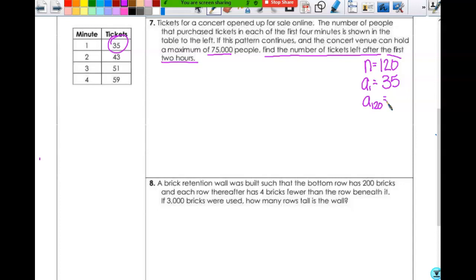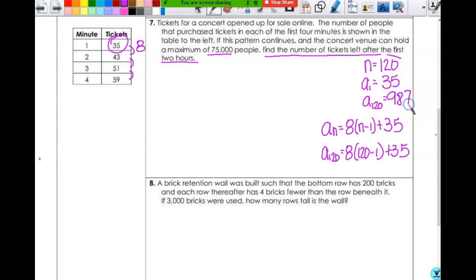I need the 120th term, so I have to use my little sequence again. And I know it's an arithmetic sequence because of the common difference. So that means I can do a sub n is equal to 8 times n minus 1 plus 35. So to find the 120th minute there, it'd be 8 times 120 minus 1 plus 35. And I would go ahead and tell you that is 987. So go ahead and find the number of tickets that are sold in the first 120 minutes. You can do that without me.